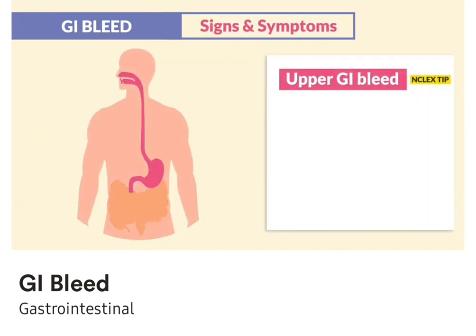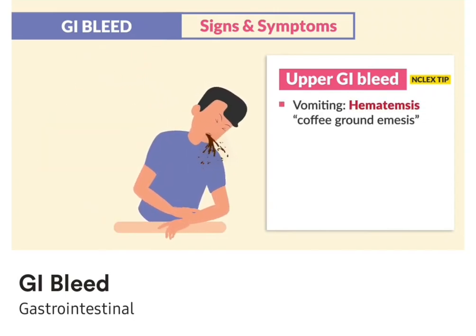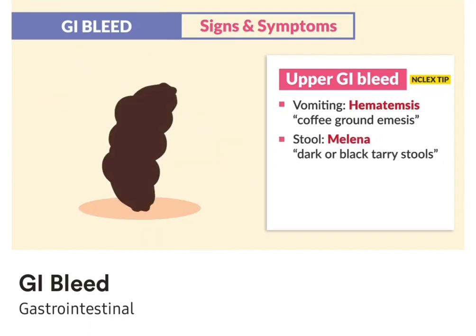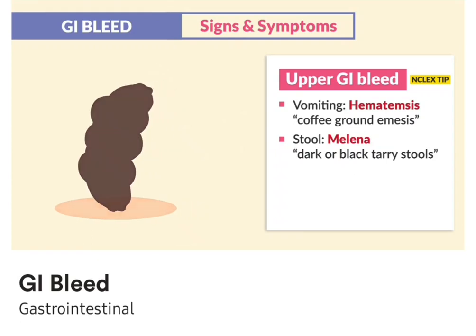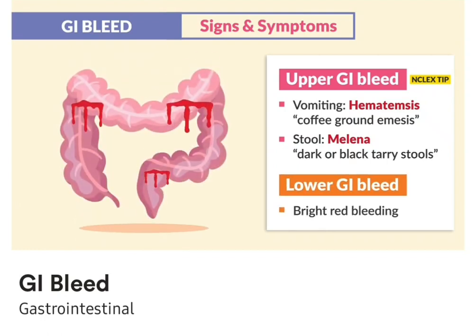Well, signs and symptoms for an upper GI bleed, big NCLEX tip again, is vomiting blood, known as hematemesis. We see this as coffee ground emesis, as the blood is partially digested inside the stomach. And in the stool, it's called melena, or basically dark or black tarry stool, as blood is digested in the higher GI tract. Now, a lower GI bleed will typically present with bright red blood, since this bleed is coming from the colon or rectum area, and it doesn't have enough time to be digested inside the GI tract.